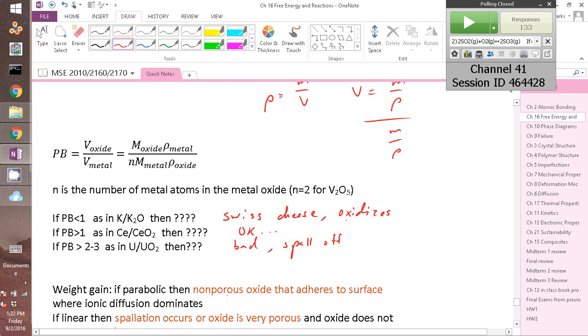So again, this is just an approximation. The folks who came up with this, it's just a general rule. I'm sure there are things that break this rule, but it's a decent one to follow. And it's going to tell you whether or not things oxidize continually or whether they passivate.